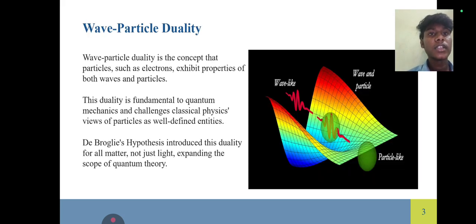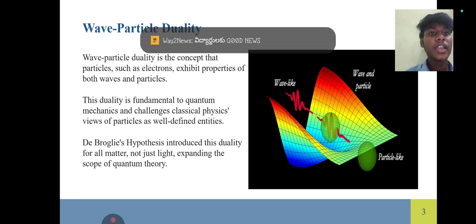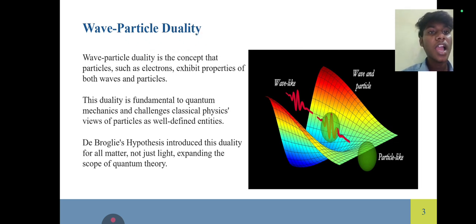Wave particle duality. Wave particle duality is the concept that particles such as electrons exhibit properties of both wave and particle nature. This duality is fundamental to quantum mechanics and challenges classical physics views of particles as well-defined entities. De Broglie's hypothesis introduced this duality for all matter, not just light, expanding the scope of quantum theory.